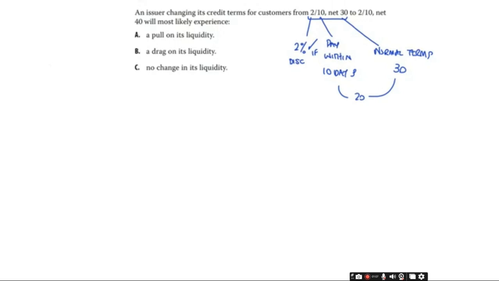That's what it was. It's now going to 2/10, so same discount, same 10-day window to get the discount, but net 40. Our normal terms have lengthened. Our normal terms have gone from 30 days up to 40. That means on average, our customers are going to take longer to pay us.